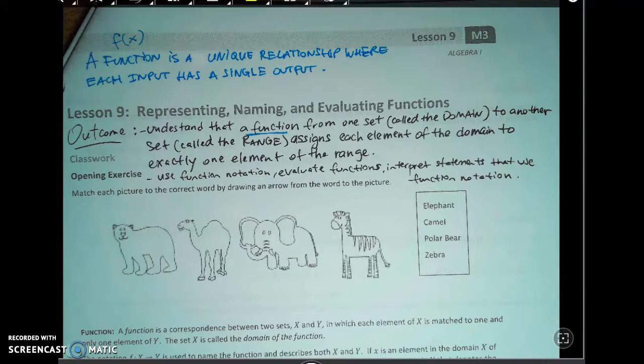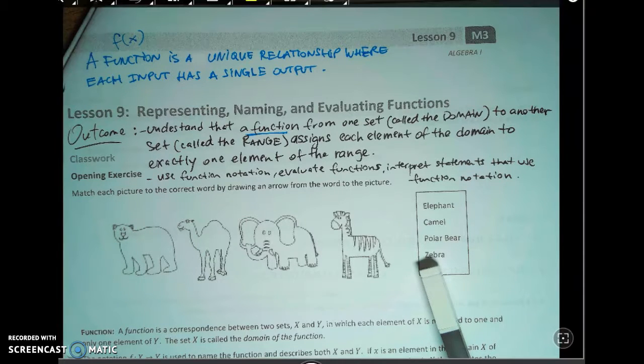All right, we're going to focus on lesson 9 today, and the title is Representing, Naming, and Evaluating Functions. The book has a pretty long outcome, but they want you to understand that a function from one set, meaning like we see these pictures over here of these animals. This can be considered one set, and the actual words represent another set.